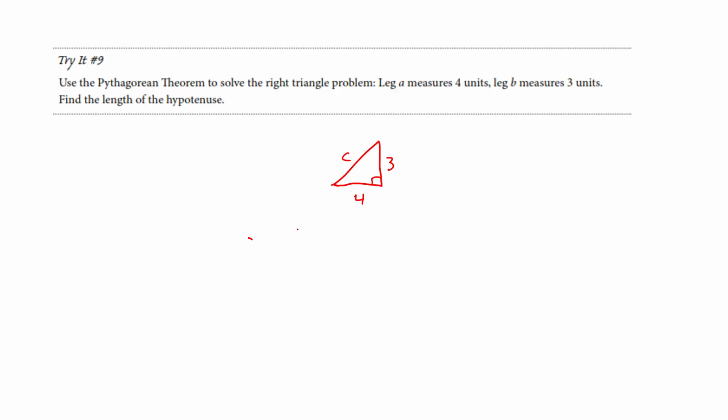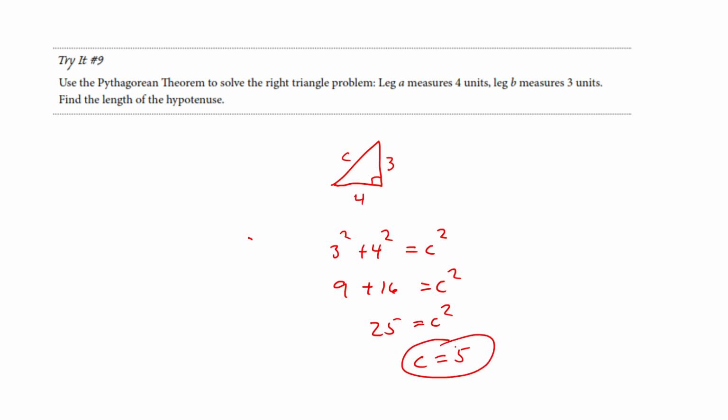Okay, so I've got my 2 sides squared equals c squared. So that's 9 plus 16 equals c squared. 25 equals c squared. So if we square root both of these sides, I'm going to get c as 5. Now technically it's plus or minus 5, but I can't have a negative length. And there's my solution.